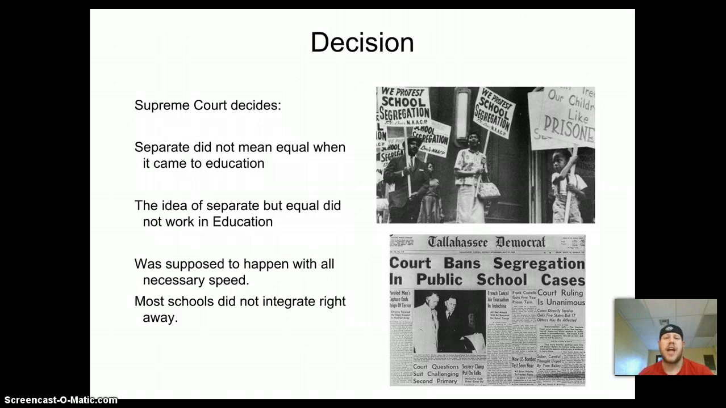Eventually, the Supreme Court decides that separate did not mean equal when it came to education, and that schools were supposed to be integrated. Okay. Now, one of the things the court said was that it was supposed to happen with all necessary speed, so that it was supposed to happen as quickly as possible.